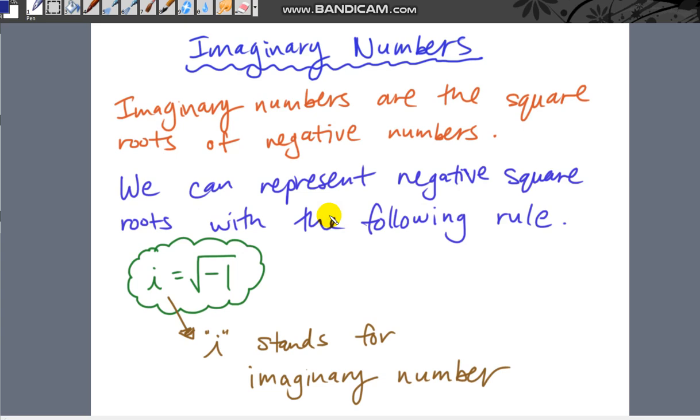Hello. Alright, so the purpose of this video is to show you basically how imaginary numbers work. Imaginary numbers are the square roots of negative numbers. One way that we can represent negative square roots is to use this rule that you see in green here. I stands for imaginary number, and that equals the square root of negative 1. We're going to use this in some shape or form in the examples that I present. Let's go into some of the examples.